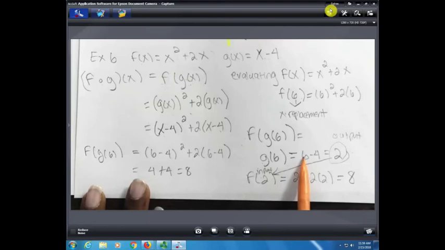A lot of times it's easier actually to do this one. Do the inside first and then take that number to the outside function, just because sometimes these functions can get a little crazy. So it might be better to keep them separated first. But again, it's up to you.